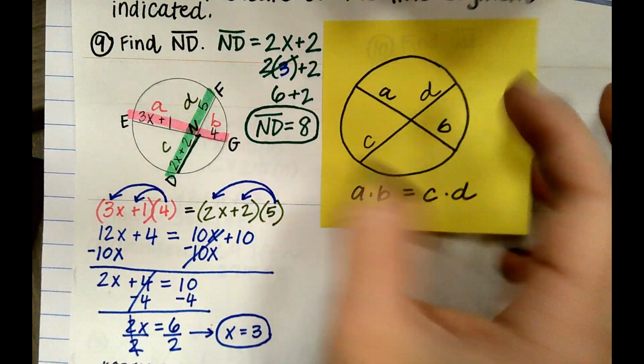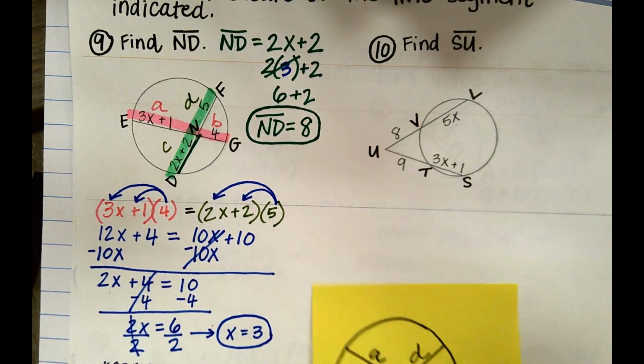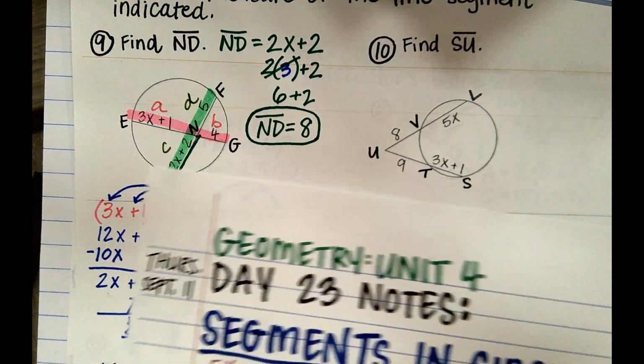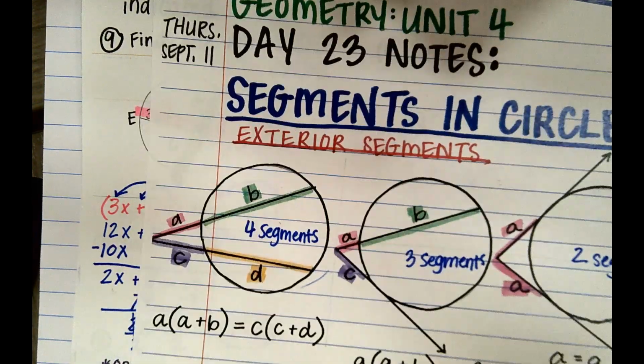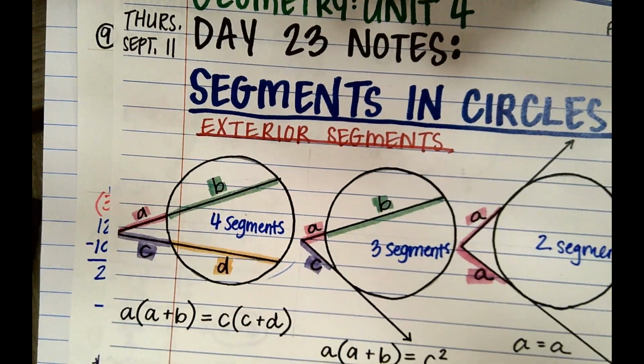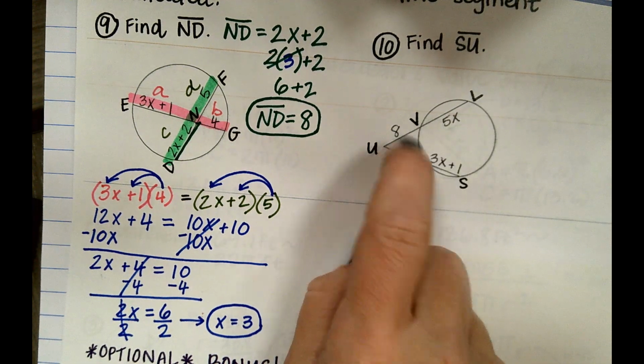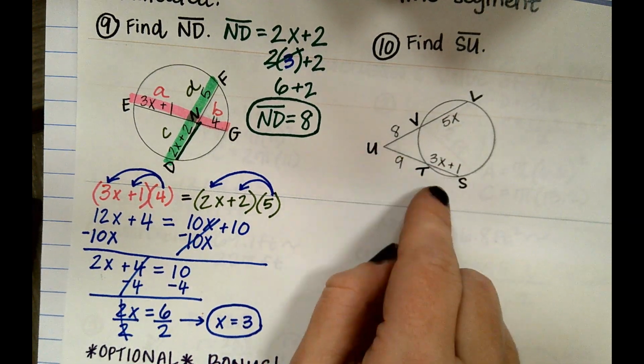Okay. Move that sticky note to the side. Now for number 10, we no longer have the same type of problem. Still segments, but now we're going to use a different formula. Something to think about is because there's exterior segments, are there 4 segments where you have A, B, C, D, 3 segments where it's just A, B, C, or 2 segments? I'm looking and I see 4 distinct values: 8, 5x, 9, and 3x plus 1.